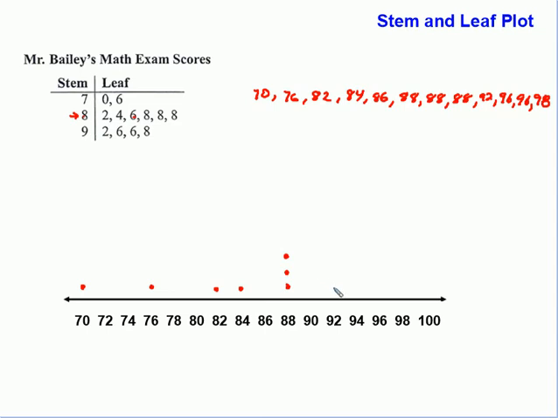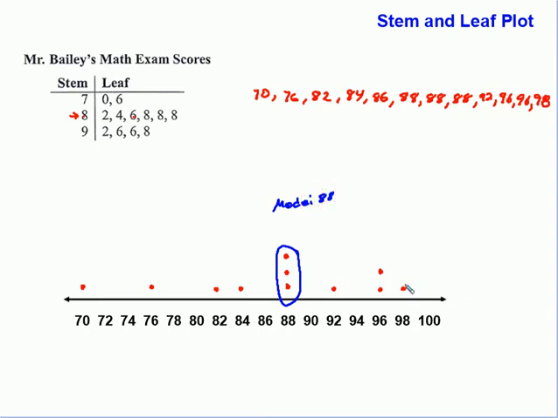We have 1 at 92, so we'll put 1 there. 2 at 96, right there. And then 1 at 98, and that is our dot plot. Once again, let's just quickly find the mode. The mode here is what? Where do we find our mode? Oh, it's right there. It's the one that has the most data items, so our mode is going to be 88.